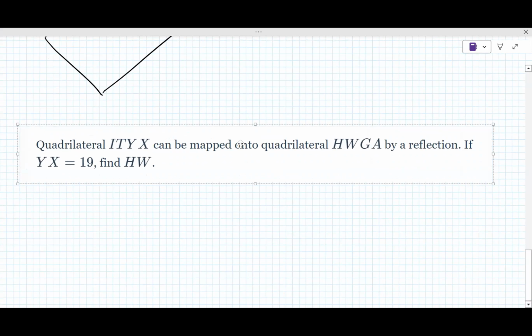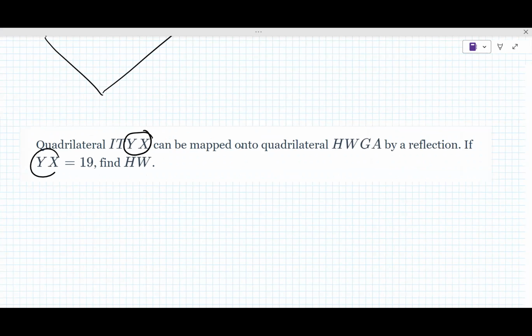So again here, they're giving you YX. They're telling you YX is 19.